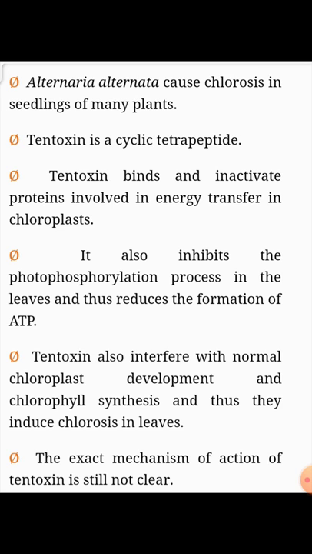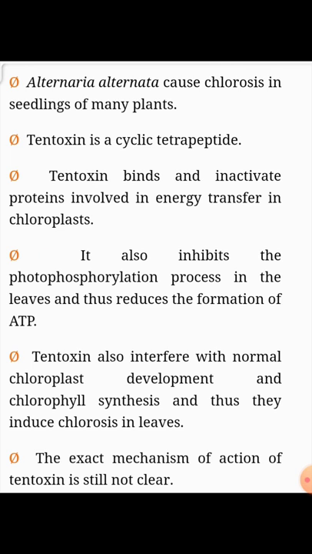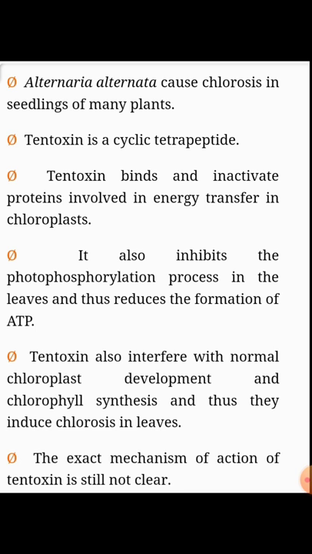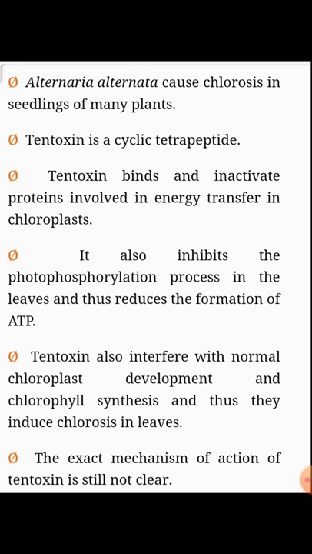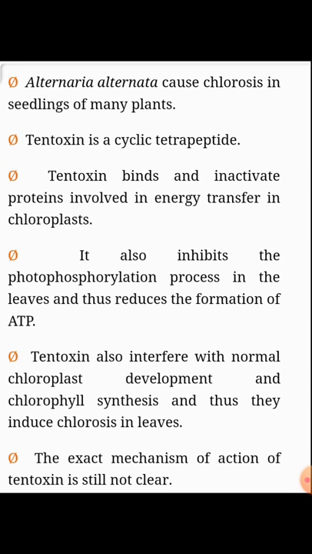Cyclic tetramer, it is in the cyclic form, and tetrapeptide, there are four types of amino acids joined to form tentoxin. Tentoxin binds and inactivates protein involved in the energy transfer in chloroplast. It also inhibits the phosphorylation process in the leaves and thus reduces the formation of ATP. ATP is the energy source in the plant, in all organisms, that is adenosine triphosphate. If ATP is not produced, then further biochemical processes are not able to take place.